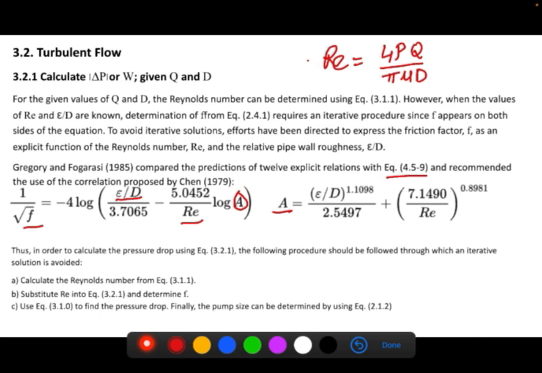If we get the friction factor, we can easily calculate the pressure drop, the volumetric flow rate, or the diameter of the pipe. For this question, we have to calculate pressure drop, and the given is volumetric flow rate and diameter of the pipe. So, in order to calculate the pressure drop, the following procedure would be followed. Calculation of Reynolds number using this equation. Reynolds number equals 4 rho Q upon pi mu d. Let us understand this with a solved example.